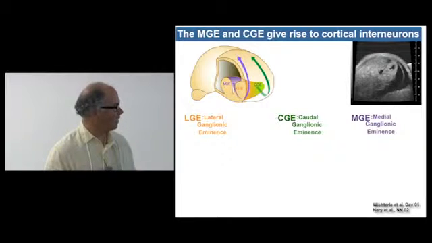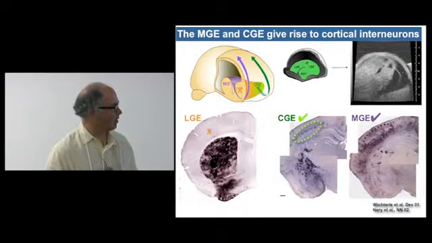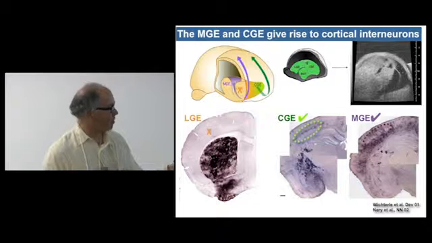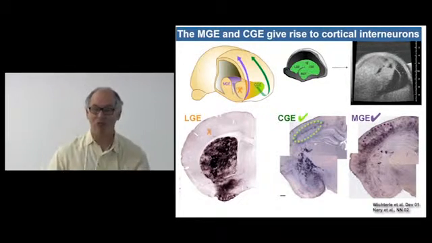And when we did that, it became very quickly clear that different parts of these eminences made different cell types. So the lateral ganglionic eminence mainly made medium spiny striatal cells, as well as, yes, a question, good.